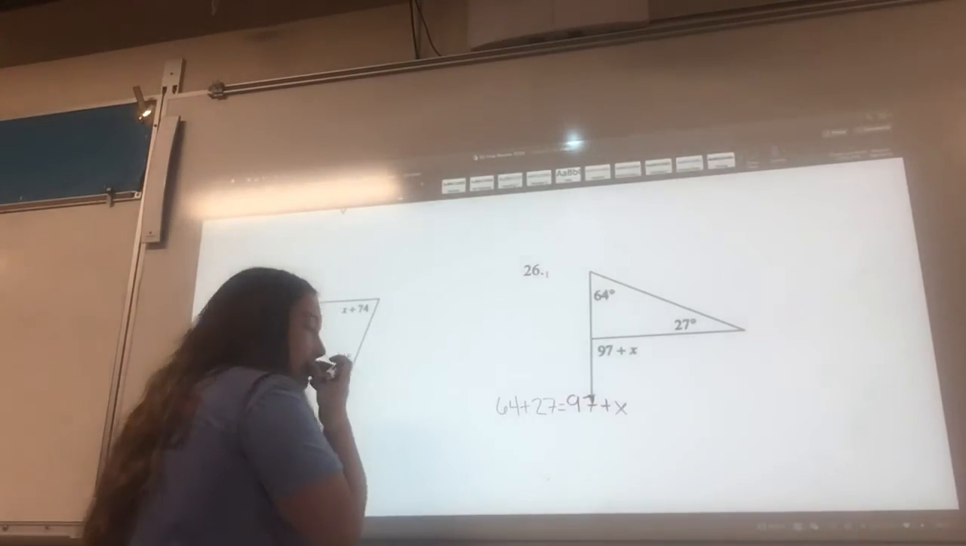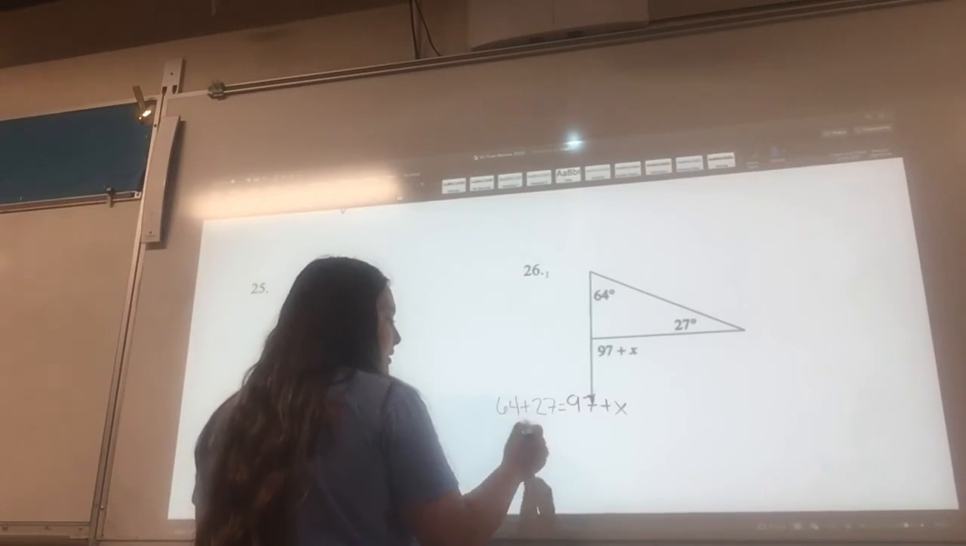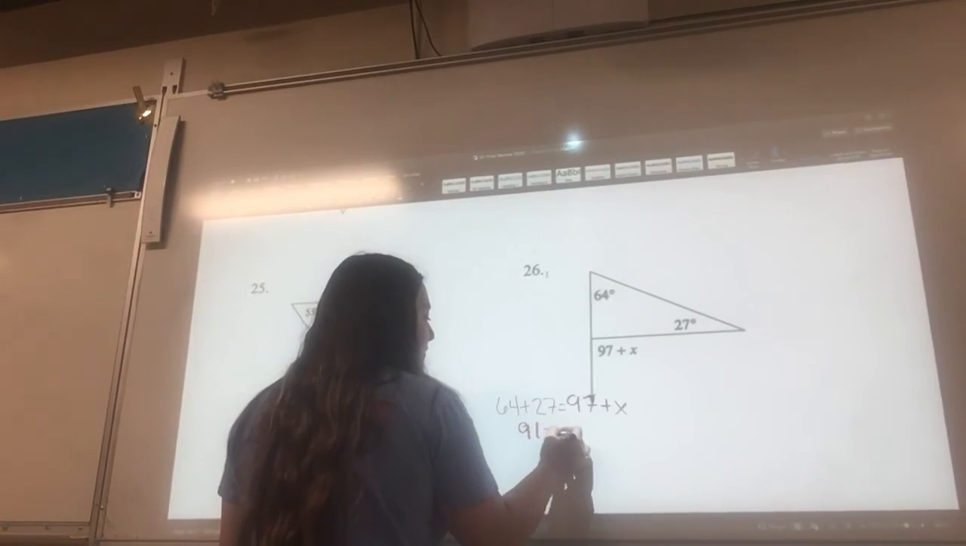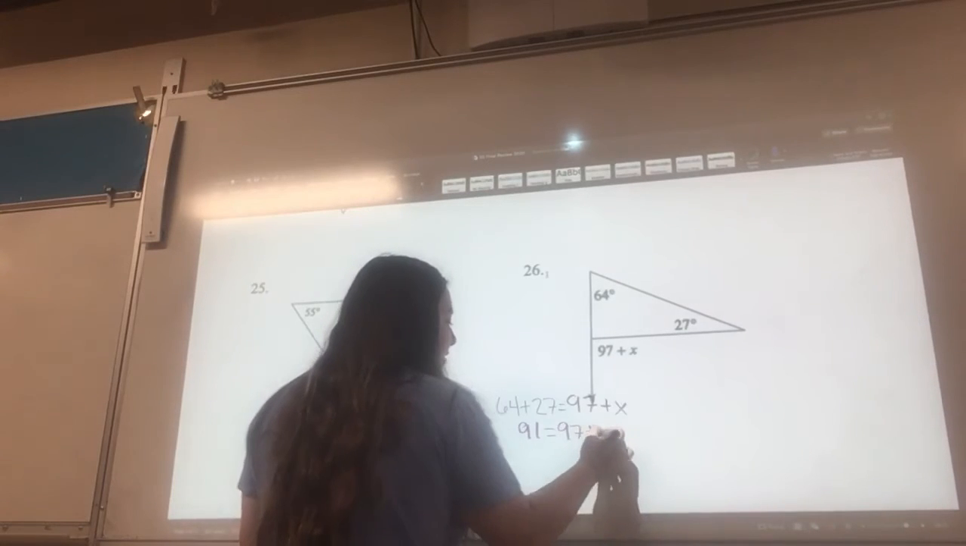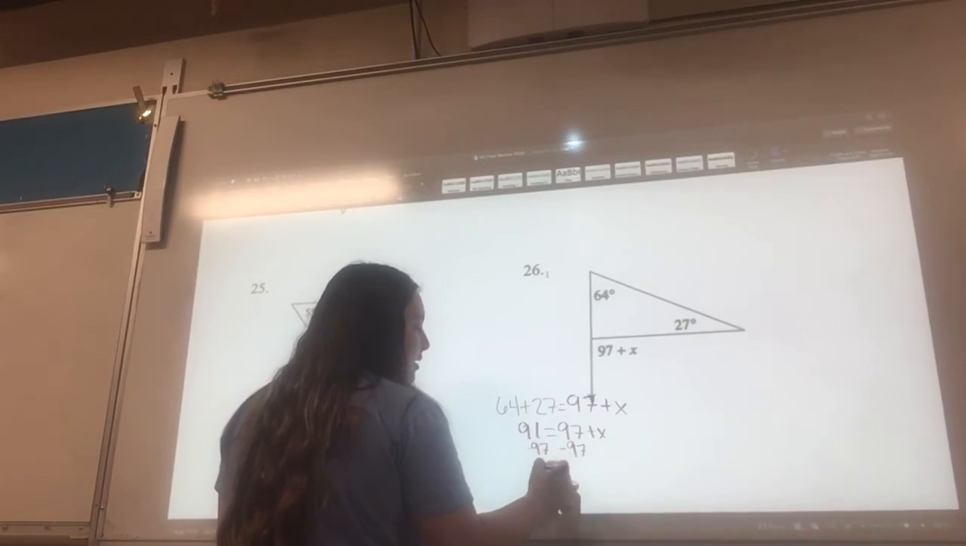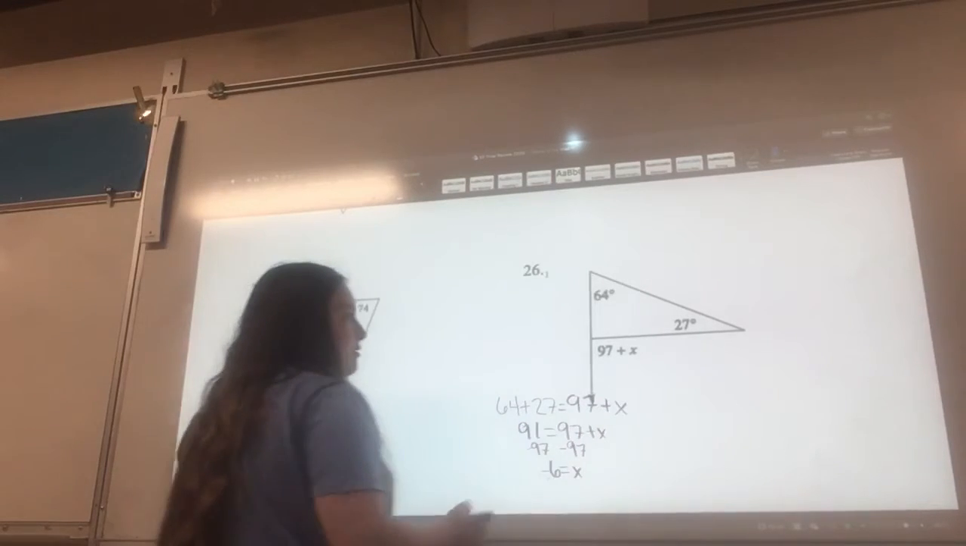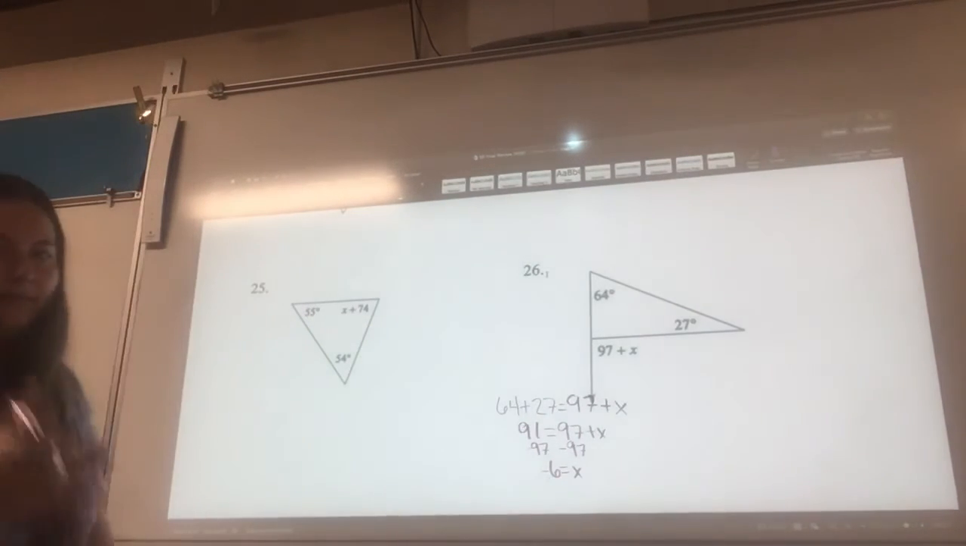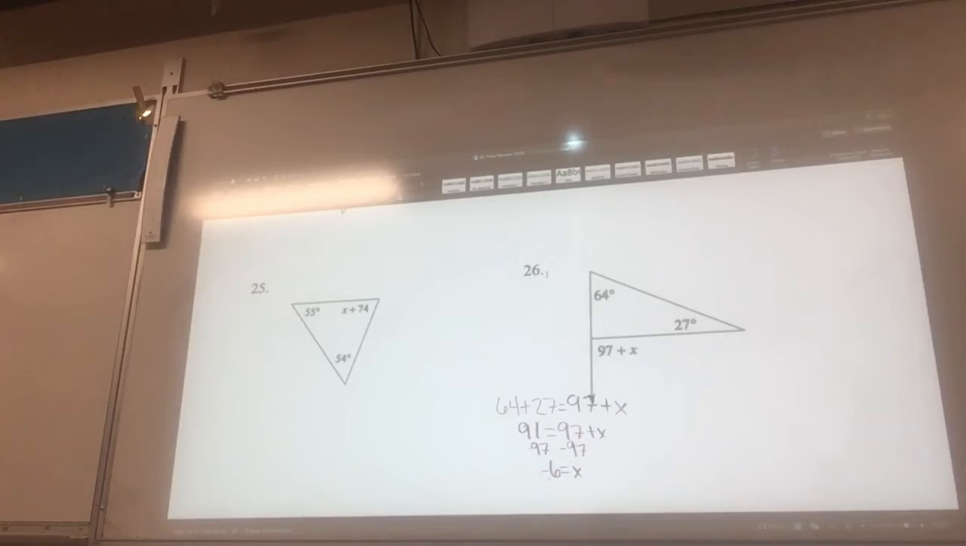Cool? So what we do is we take 64 plus 27, we're going to get 91 is equal to 97 plus x. Get x by itself by subtracting 97. So x equals negative 6. Yeah, done. There's 26 for you.